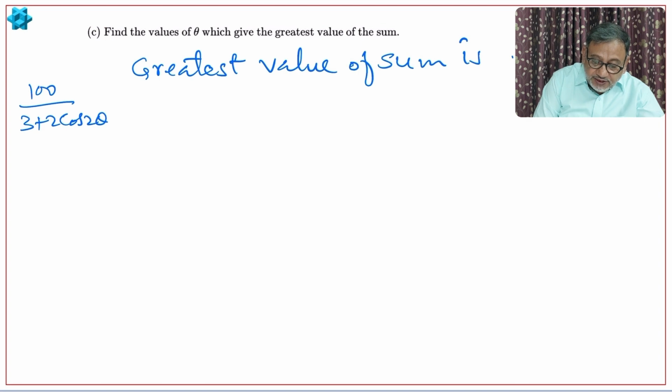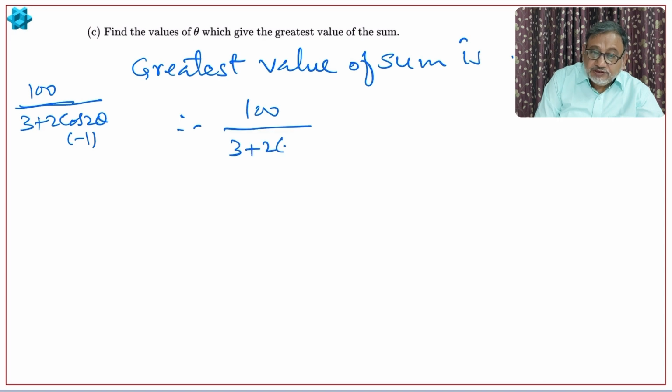So it will be greatest if the denominator is smaller. What is the smallest value of cos 2 theta? Minus 1. So therefore it will be 100 over 3 plus 2 into minus 1, which is equal to 3 minus 2, which will be equal to 100. So this is the greatest value.